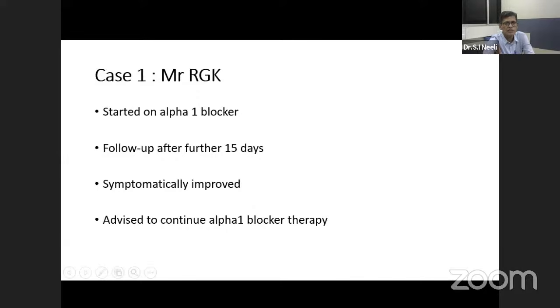So he was started on alpha blocker to address his weak stream. So on further follow-up, he significantly improved, and he was advised to continue alpha-1 blocker therapy. So here the prostate volume was less than 40 ml. So there was no need to add any 5-alpha reductase inhibitor.